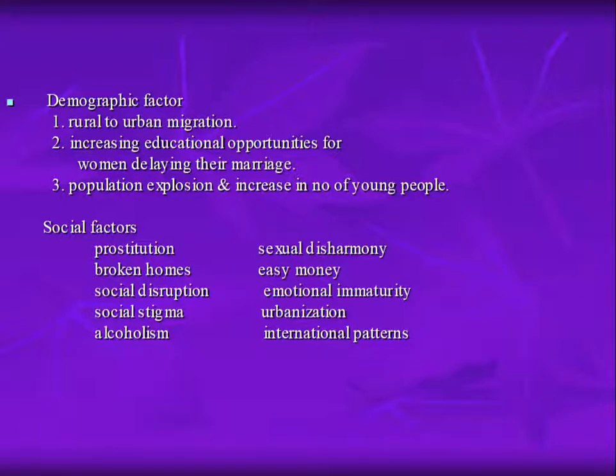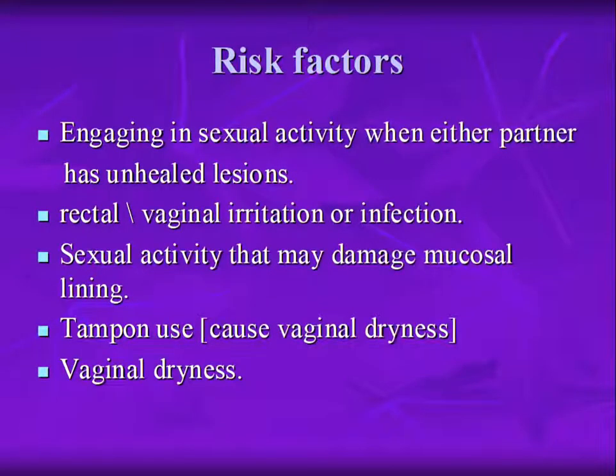Social stigma and alcoholism are also part of what provokes sexual disharmony. So alcoholism and sexual disharmony, then easy money, emotional immaturity, urbanization, and international travel from other countries. In developed countries, these prostitutes are called a good time girl. These are the factors that spread sexually transmitted diseases.